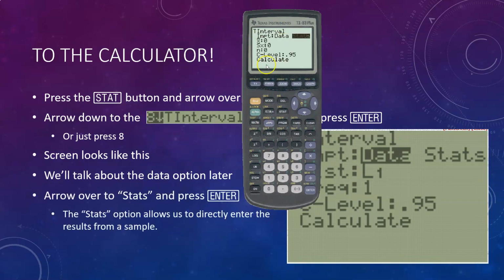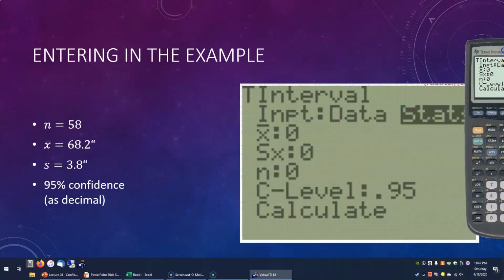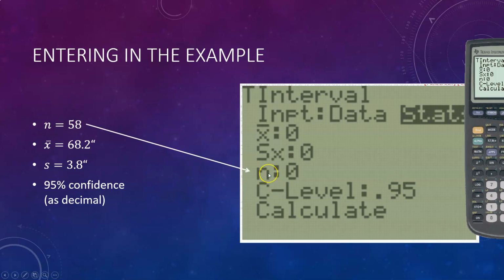And we'll start to enter in the results of our sample. So I'm going to shunt this to the side so that you can see it. The size of the sample goes here under n. The mean of the sample goes here. And the standard deviation of the sample goes right in the middle at Sx.